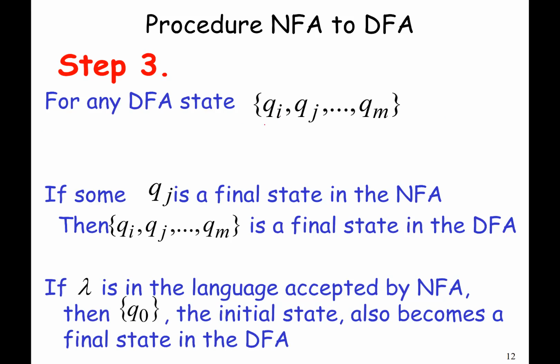So we have now figured out all the states of the underlying DFA, where each state of a DFA represents some sort of a subset of the states of the underlying NFA. So in this step, if a state is an accepting state in the NFA, and this state belongs to a particular set that identifies a state in the DFA, we call it a final state of the DFA. And if lambda, the null string, is in the language accepted by the NFA, then your initial state Q0 also becomes a final state.